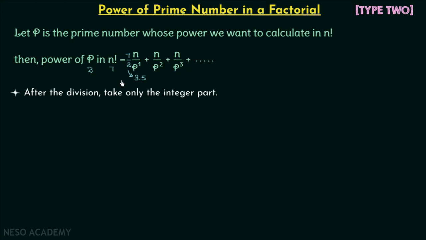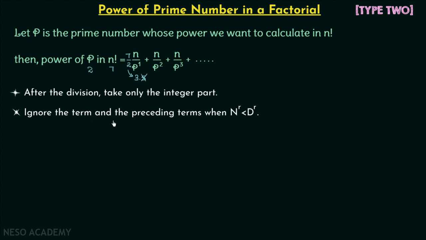Now here we have two parts. 3 is the integer part and 5 is the decimal part. We need to take the integer part, that is 3, and we need to reject the decimal part, which is 0.5. And the same process we will follow after performing the rest of the divisions. So I hope point number 1 is clear. Let us now move on to point number 2.